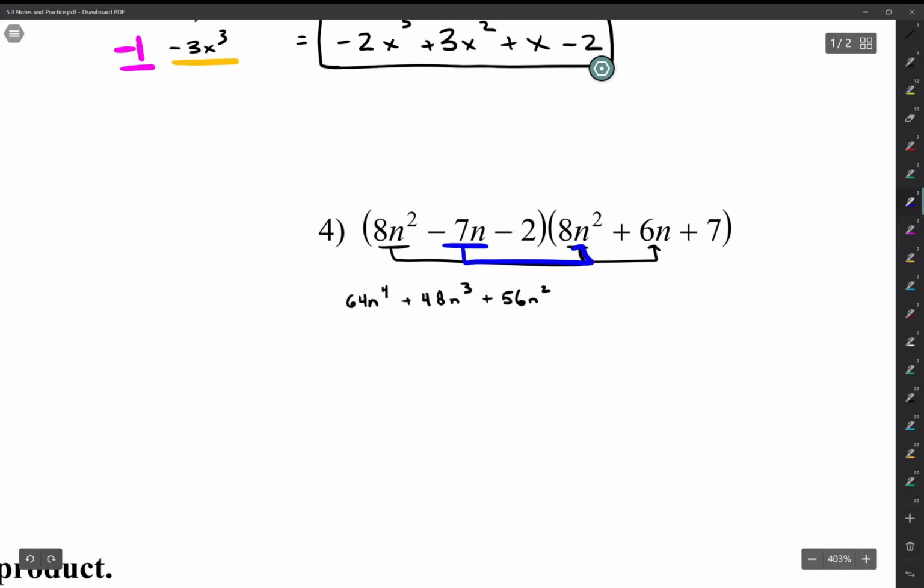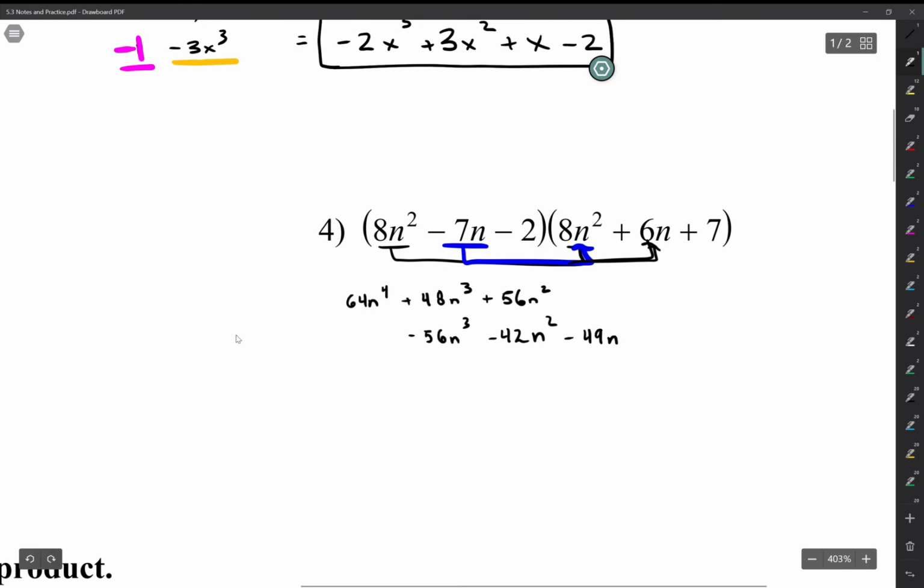Move on to the next partner. 7 and 8, I just did that, so negative 56 n to the third. Be careful with the n's. And then negative 7 times 6, negative 42 n squared. I'm just having a moment. Yes, it's the same thing. Okay. And negative 49 n.